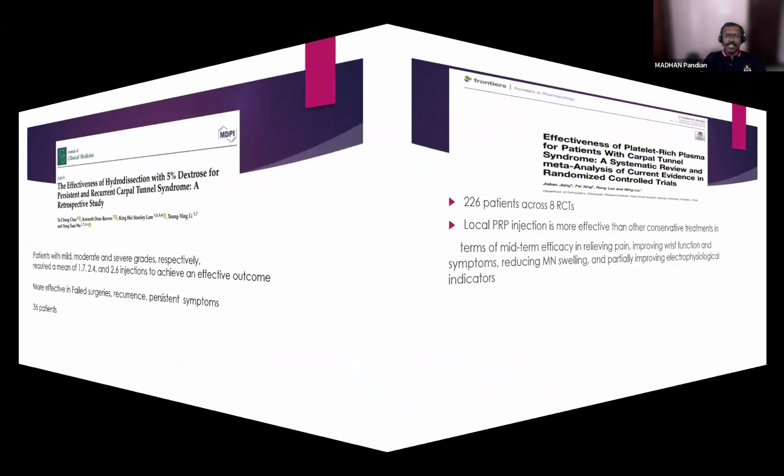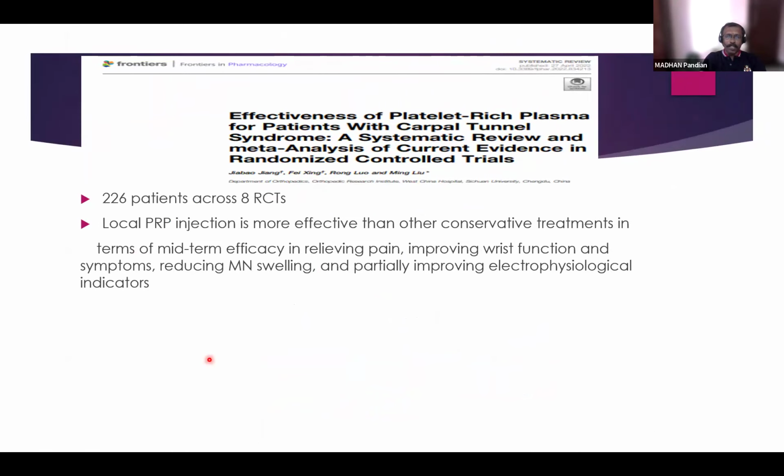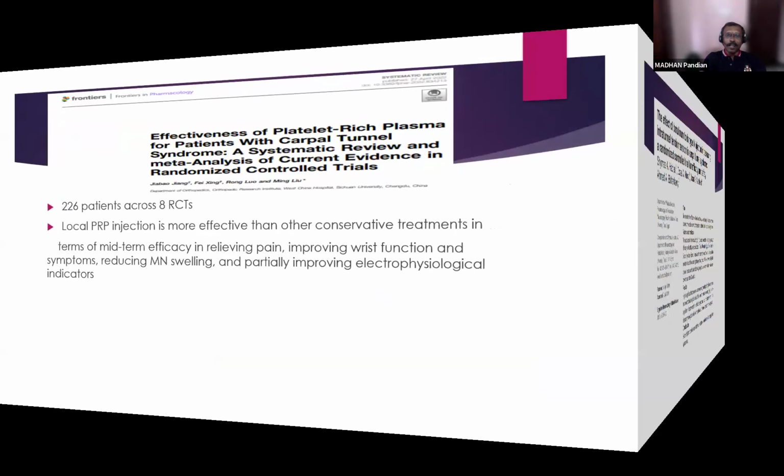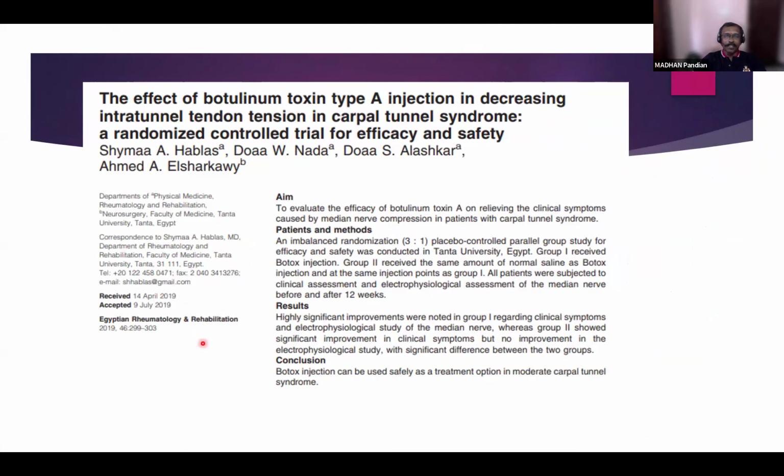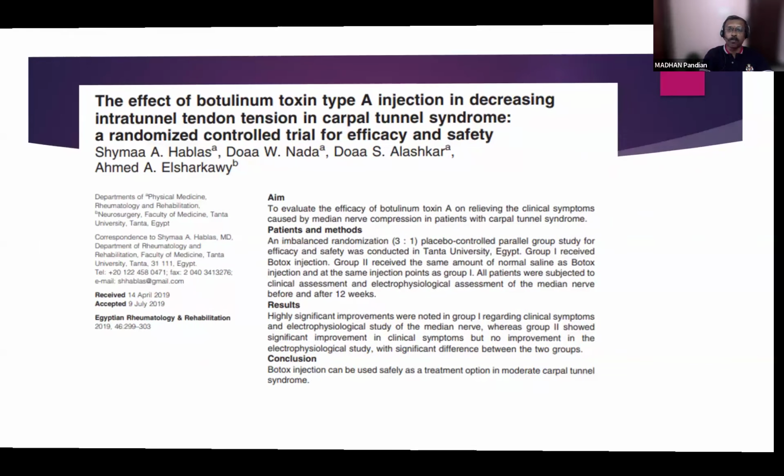And PRPs again, it's coming up, they say that it is more effective than conservative treatment. There is no comparison with 5% dextrose. And Botox, again, this study was done, and the follow-up was after 12 weeks. I think this was done by Dr. Abdullah, actually. This was an injection not into the tendon, not into the tunnel. This was given just at the myotendinous junction of the flexor tendons. And this also has given better results, significant improvements even in the electrophysiological study, but not a major study. So things are yet to evolve on Botox.